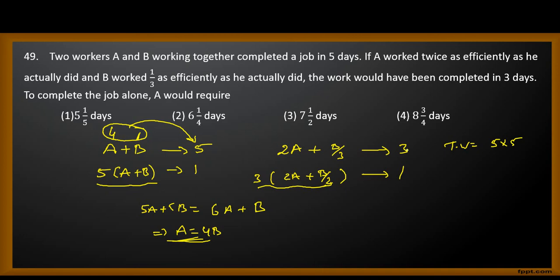Okay. Now A is doing 4 units per day. How many days can A take to complete the work? Total work is 25. A is doing 4 units per day. Simply, the answer is 6 1/4 days. So the answer is option 2.